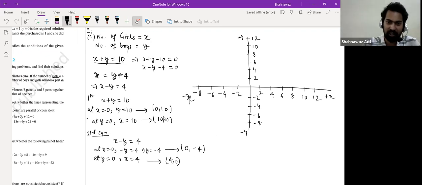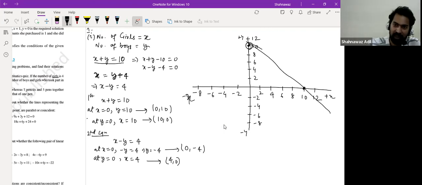Okay, sir. So first point is 0, 10. So where is 0, 10? At the y-axis, yes, at y equals 10. So this is 0, 10, right? And 10, 0 is here, right? Yes, sir. So this one. This is what line? Let me write it this way: x plus y equals 10, right? Yes, sir.